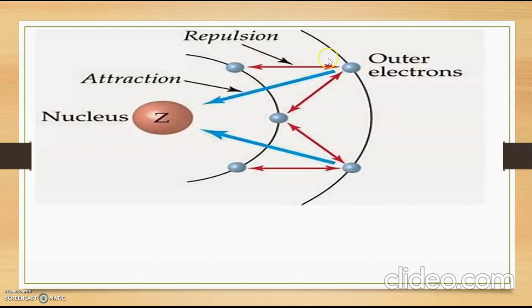So these negative charges repel each other, but the nucleus and this negative charge, that is positive and negative charge, attract each other. This is called attraction and this is called repulsion. This effect is called the screening effect, and the screening effect goes on increasing from top to bottom. As a result, ionization energy decreases from top to bottom.